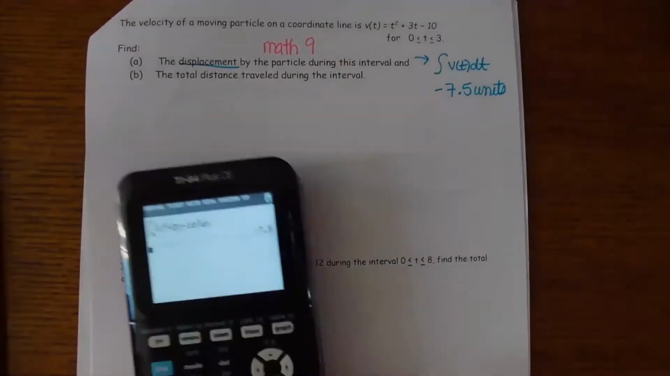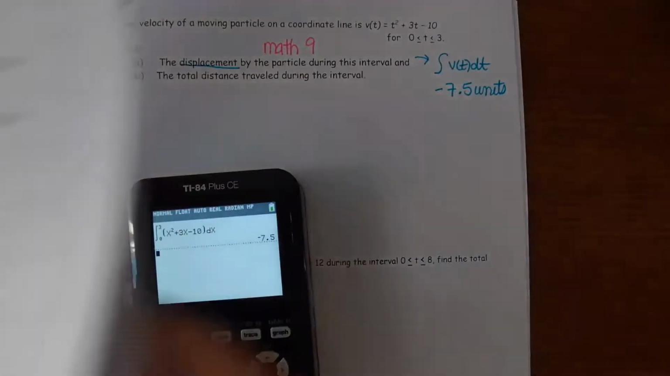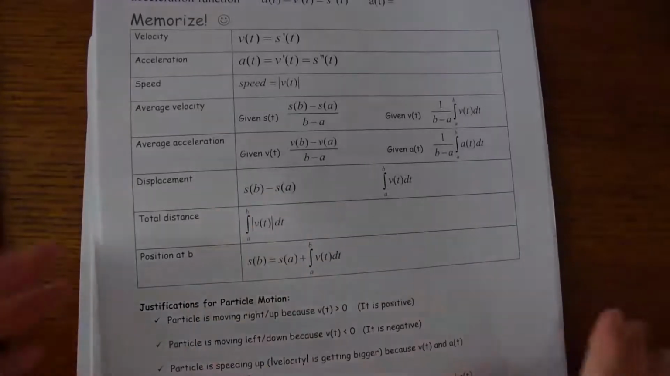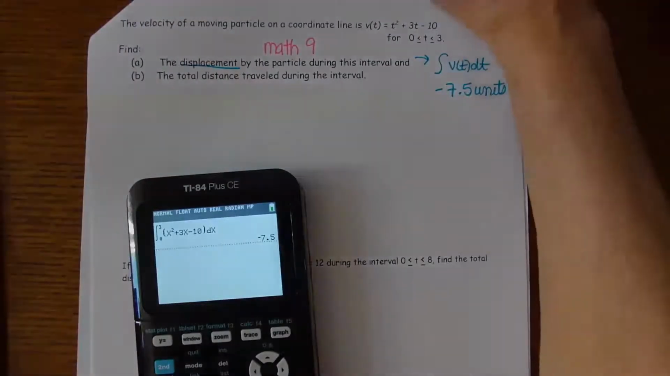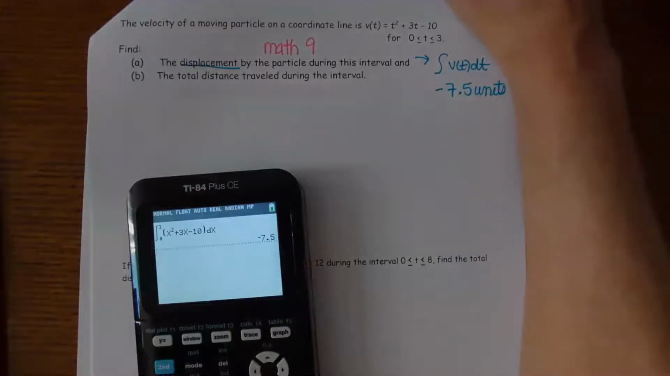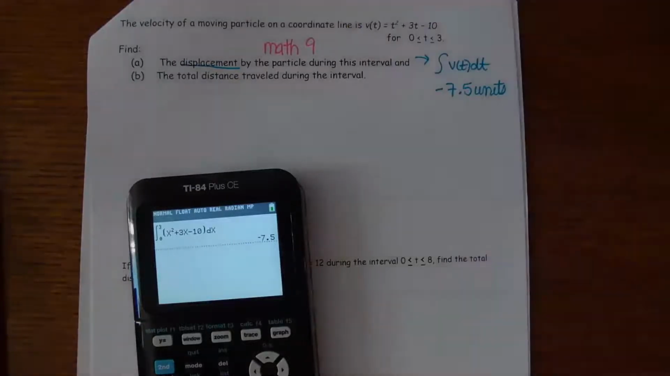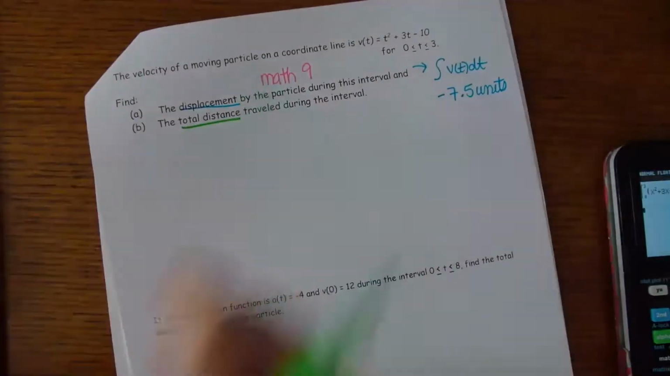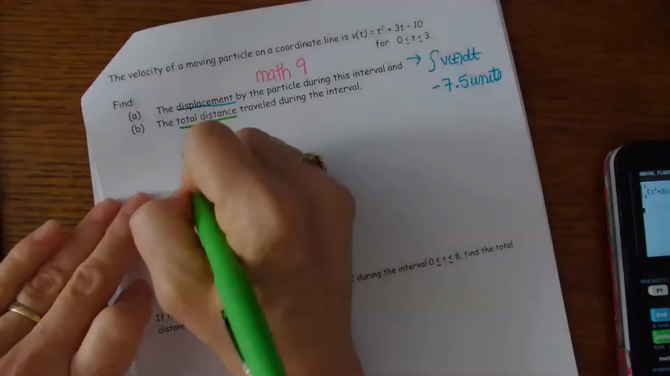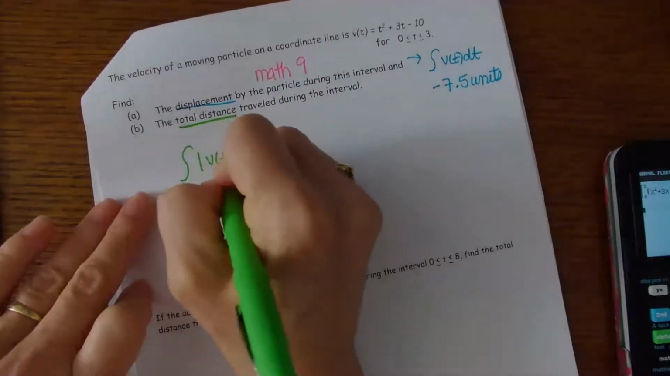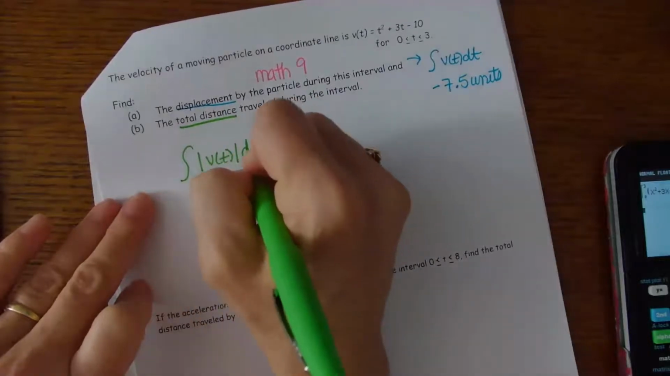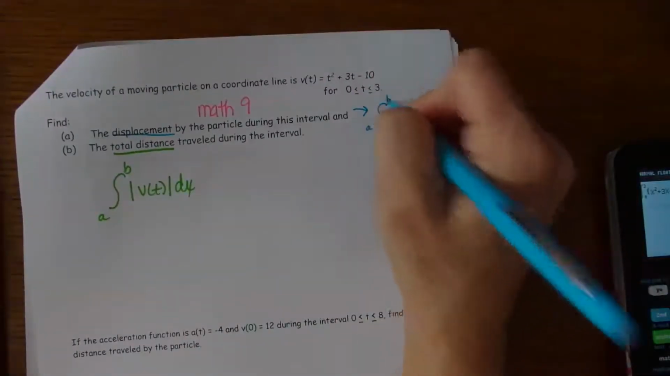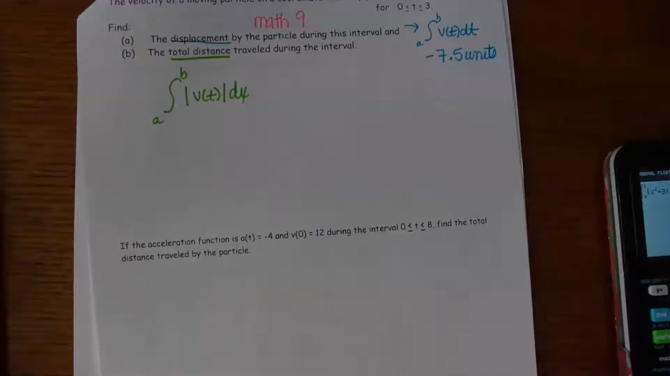All right. Total distance. So look back to your page. How do I find total distance? Absolute value, right? Okay. So I'm going to do that in a different color. Again, if you rewrite these down, it will help them stick. Of course, you have to go from A to B. I should put that on here. Really write these down.